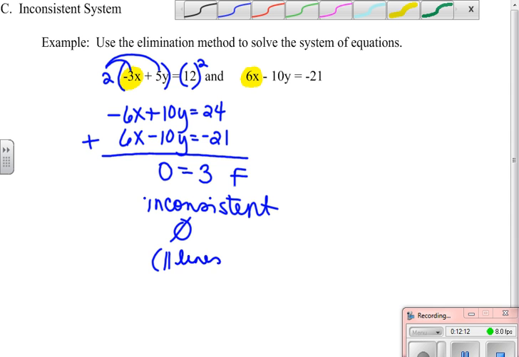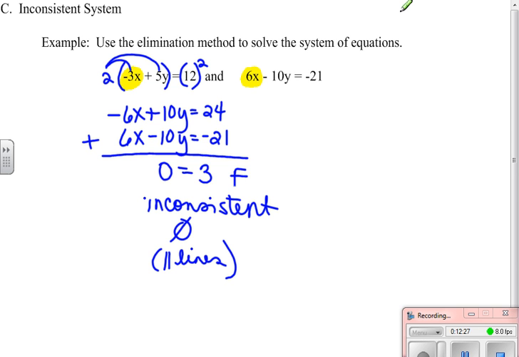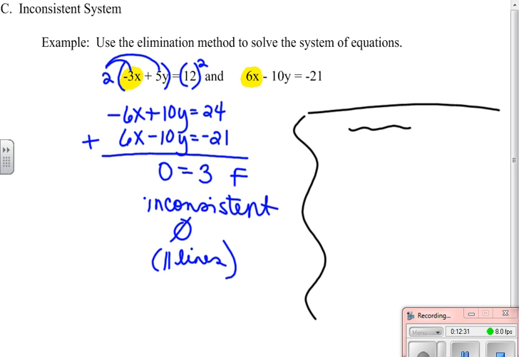They will never cross. The other weird thing, and this could be 5 equals 7. If you get a false statement, 0 equals 12, 0 equals negative 5, that can never happen, so that means there's no solution.